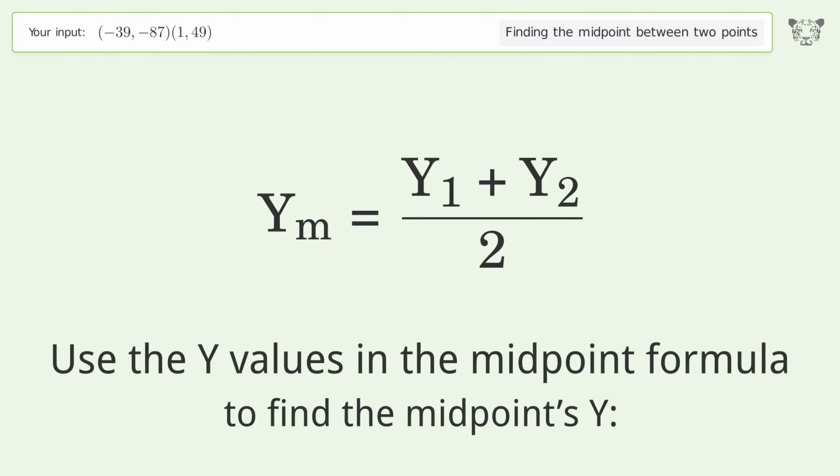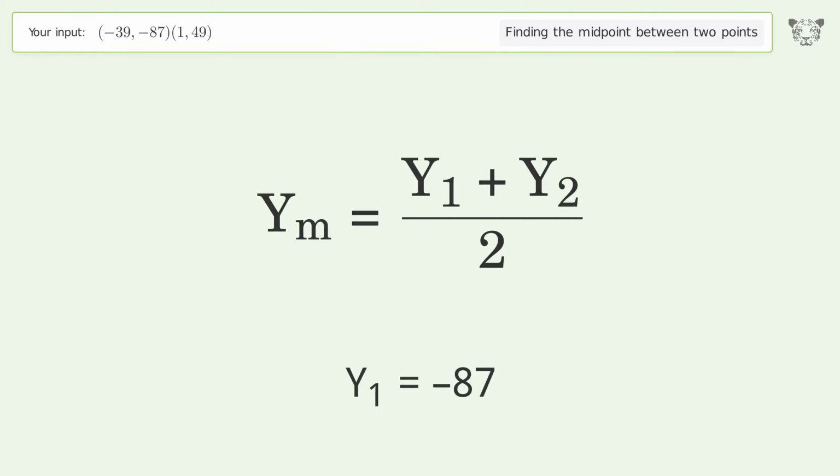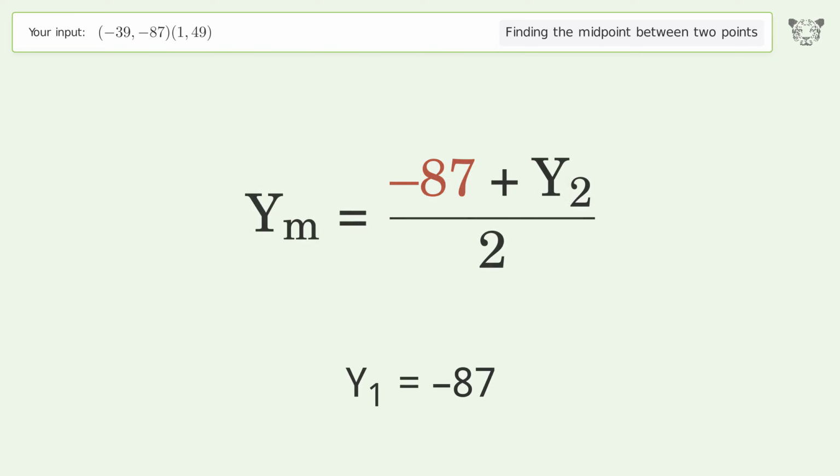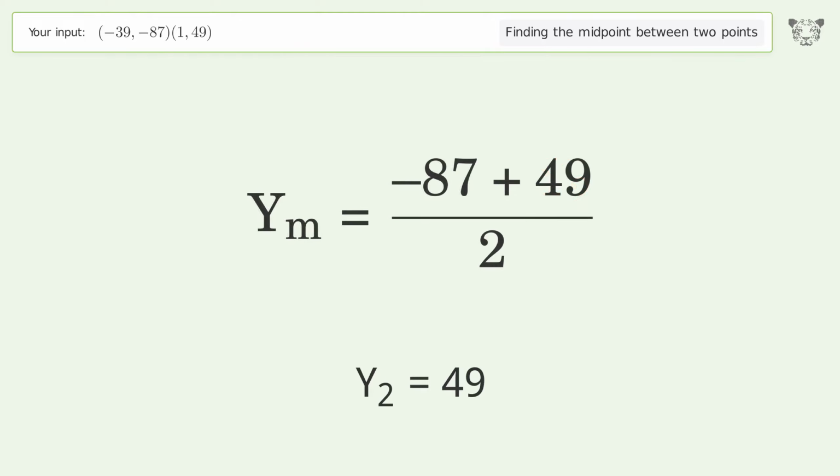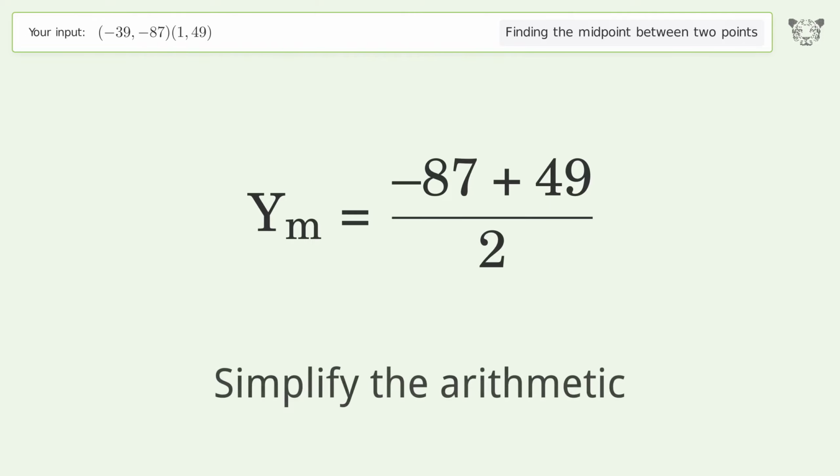Use the y values in the midpoint formula to find the midpoint's y. y1 equals -87. y2 equals 49. Simplify the arithmetic.